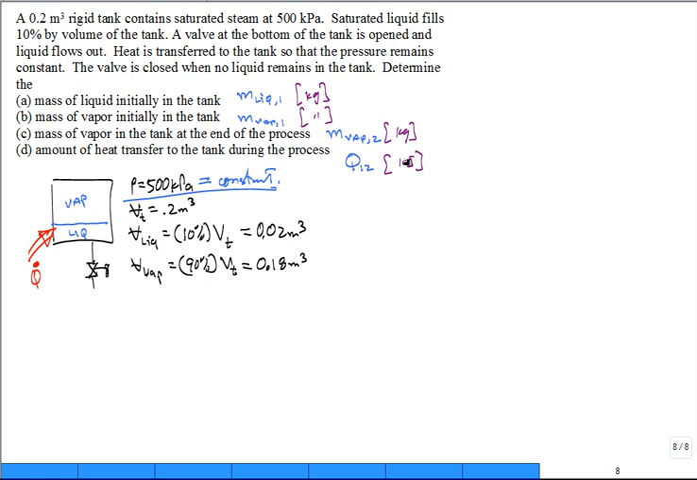Kilojoule. So 3 kilograms with 1 kilojoule. All right. How do I find the first answer? Part A, mass of the liquid initially in the tank. We find a specific volume. Yep. So state 1, let's think about states.